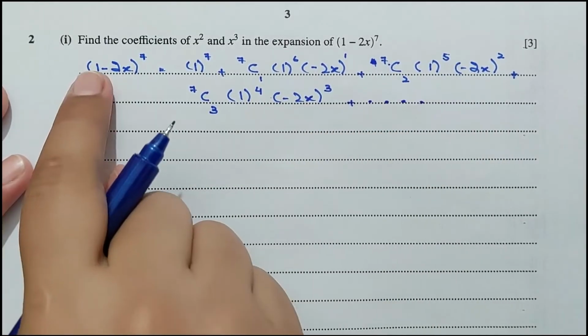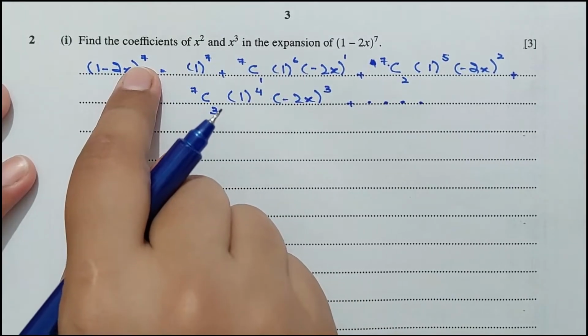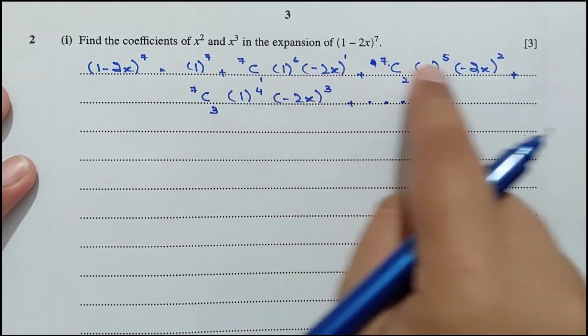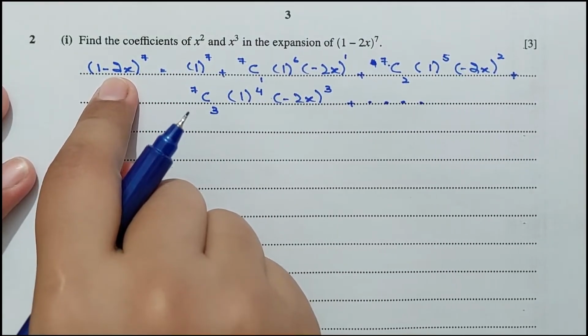Okay, so here you can see the first term, its exponents are decreasing from the power n, that is 7. So 7, 6, 5, 4 and so on. And the second term, minus 2x, its exponents are increasing.